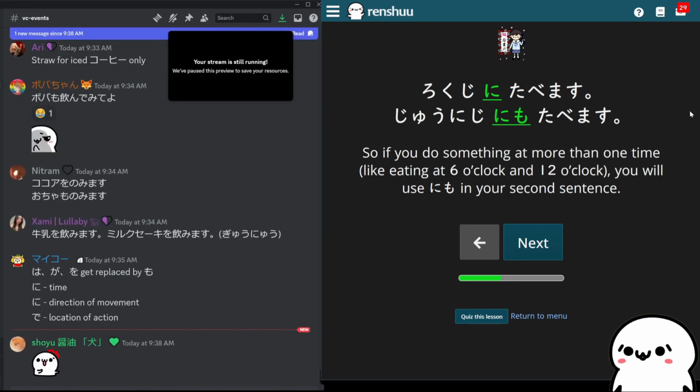So, rokuji ni tabemasu. I also eat at twelve. I'm not sure if this is twelve lunchtime or twelve at midnight. I guess it could be either. Rokuji ni mo tabemasu. I eat at six. I also eat at twelve.